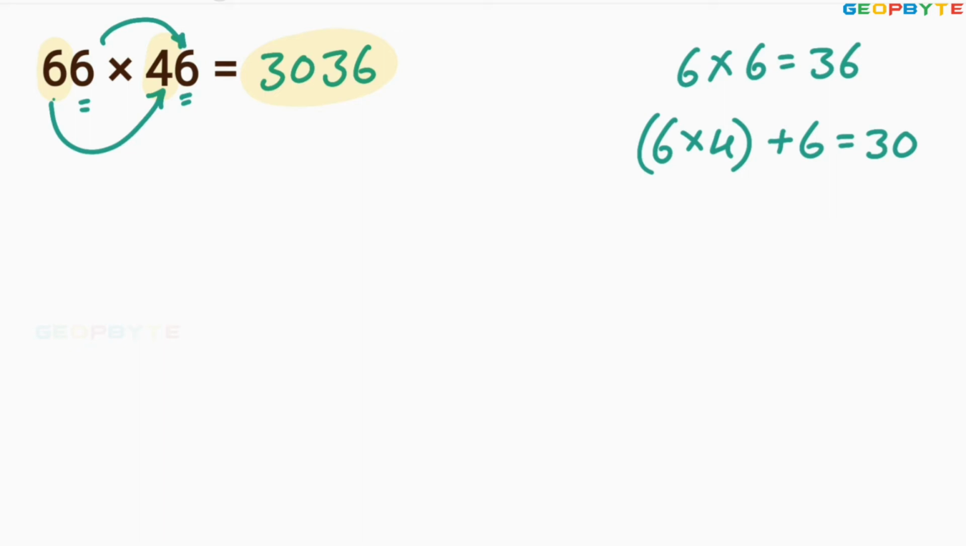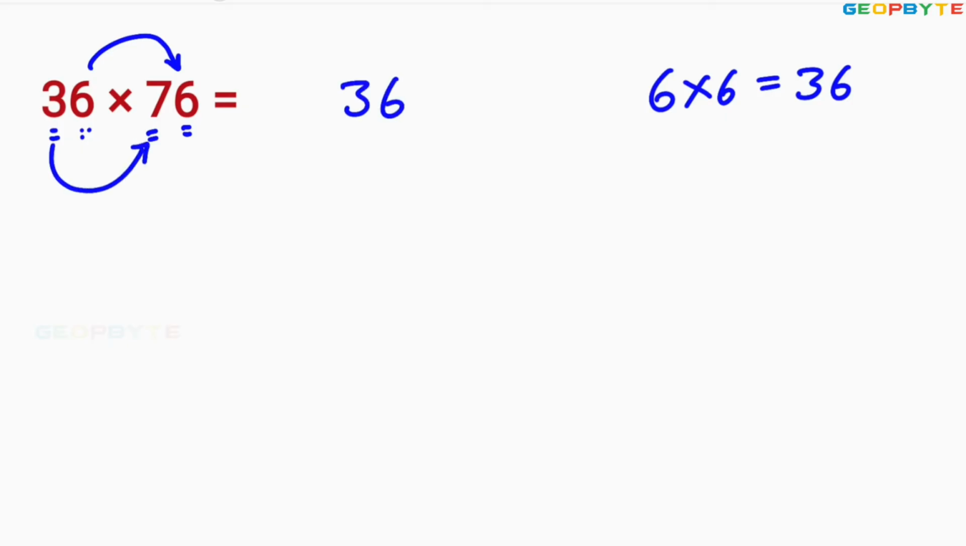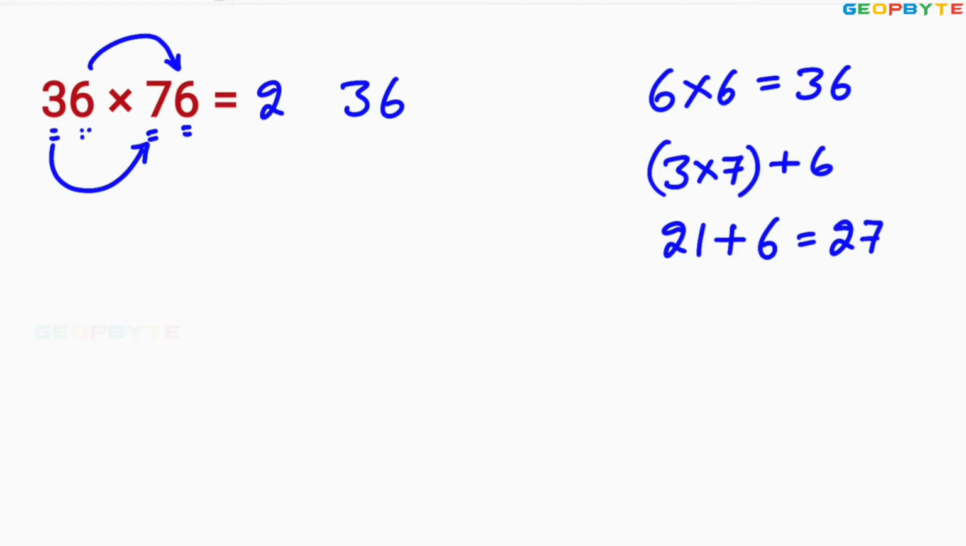Similarly, let us take some more multiplication numbers. Look at the numbers. 36 into 76. The ones place digit remains the same. The summation of the tens place digits is 10. Then multiply 6 and 6. 6 into 6 is equal to 36. Write that 36. Multiply 3 into 7. For that, add the common digit. The common digit is 6. 21 plus 6 is equal to 27. You write that value for getting your answer.